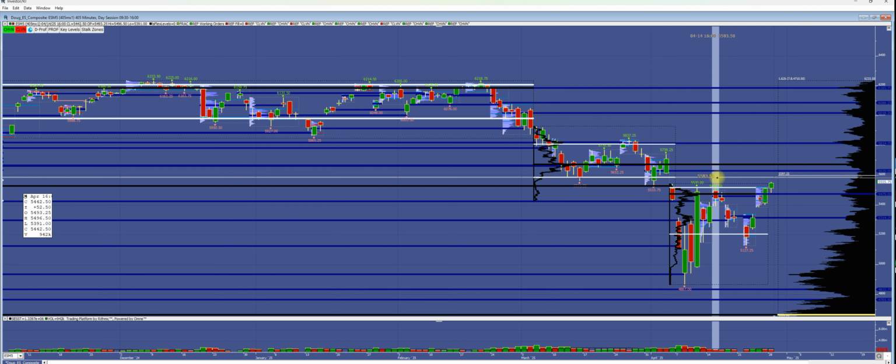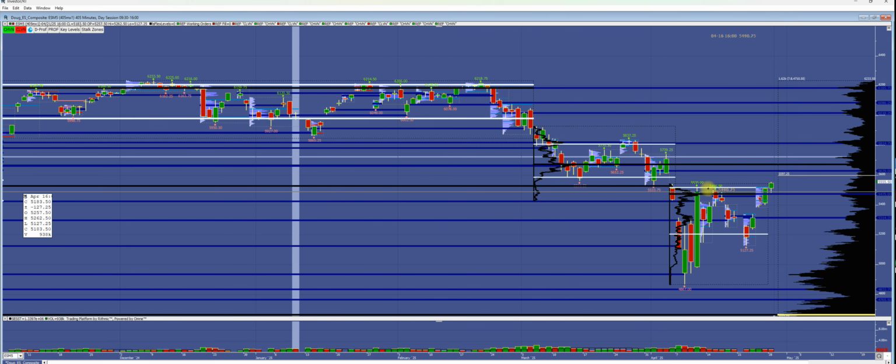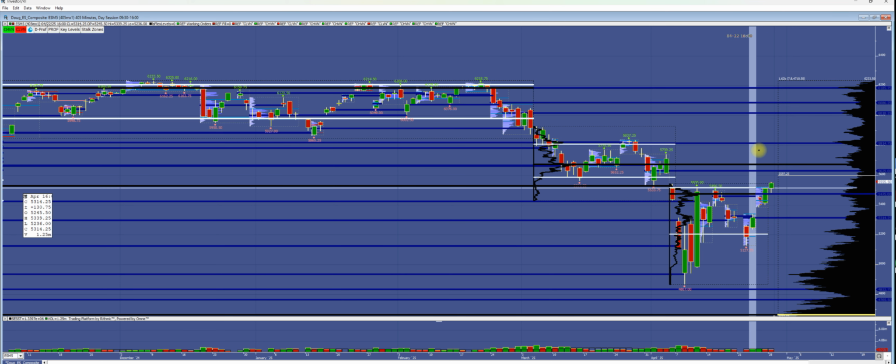And the value area low from the prior balance is 55.8350. So I'm looking for a test up there at some point today if we can stay above Friday's high and above the value area. Let's look at what happened overnight.